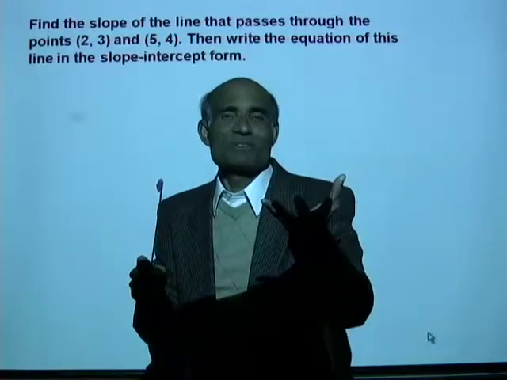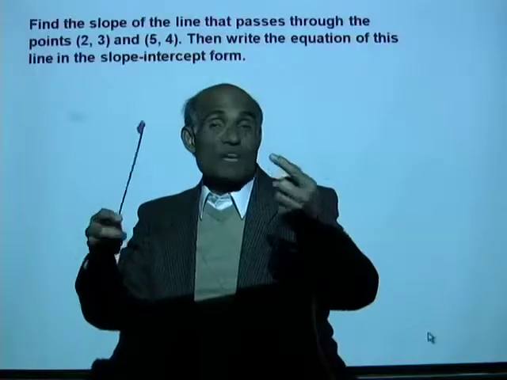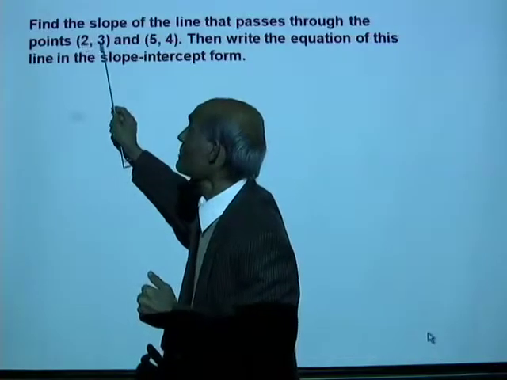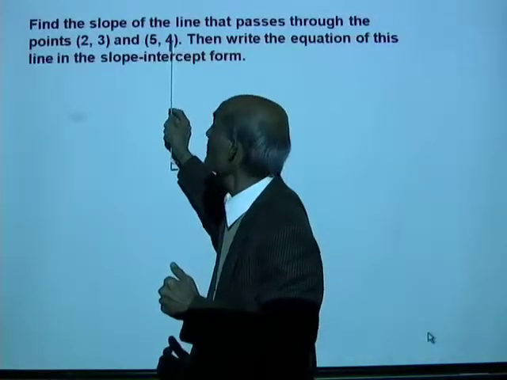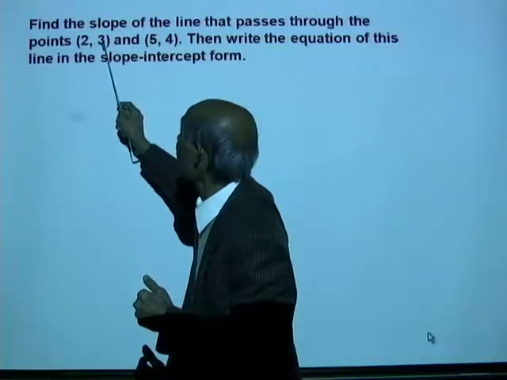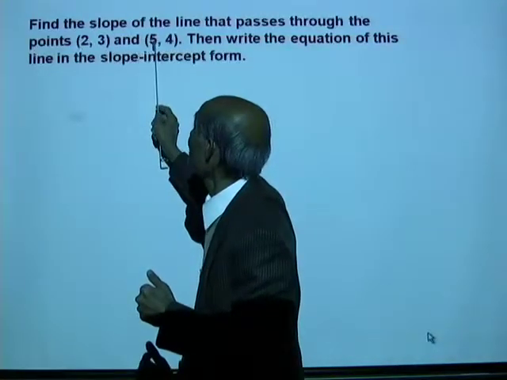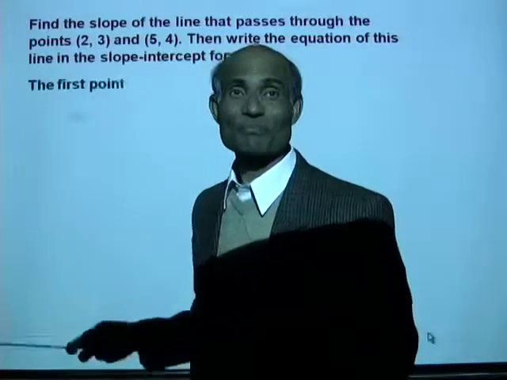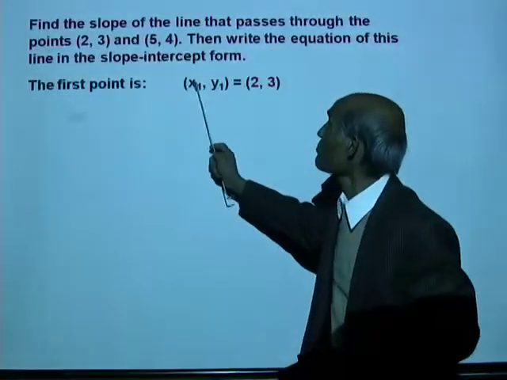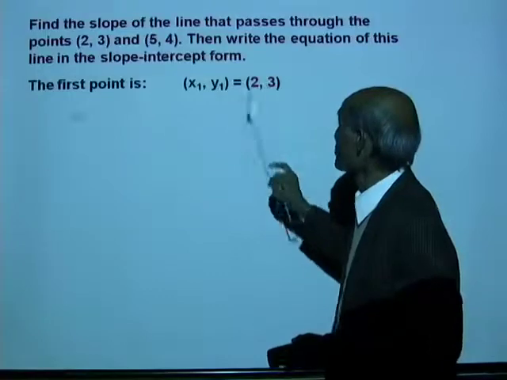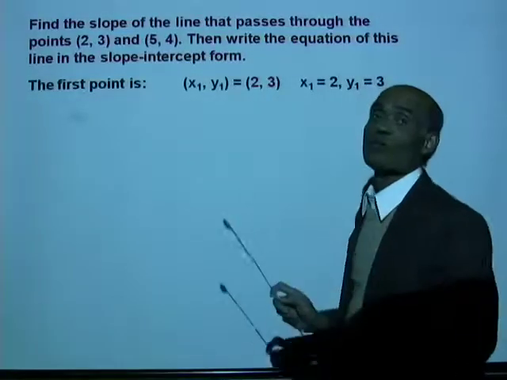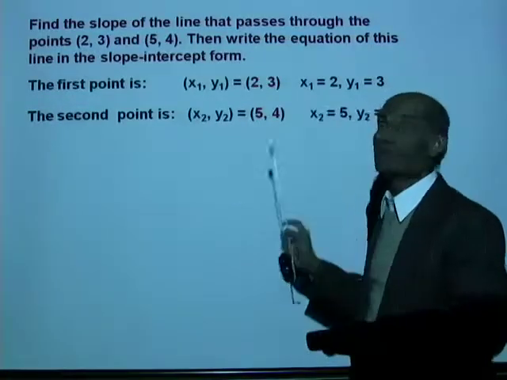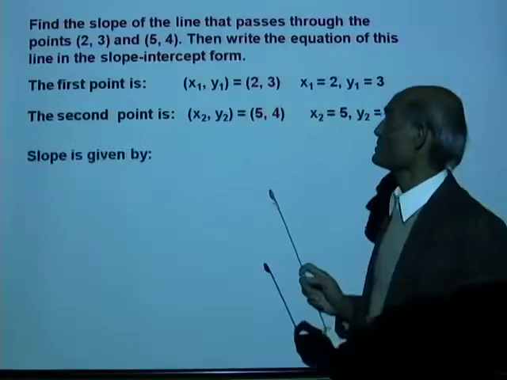Now, how do you find the slope? Remember, slope is the rate of change, the change in y divided by the change in x. In other words, this is x1, y1, x2, y2. So the change in y, 4 minus 3, that is y2 minus y1, divided by the change in x, 5 minus 2, that will give you the slope. Very simple. So the first point x1, y1 is (2, 3): x1 equal to 2, y1 equal to 3. And the second point x2, y2 is (5, 4): x2 equal to 5, y2 equal to 4.